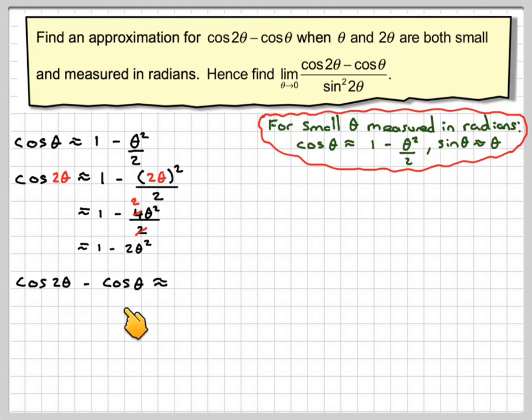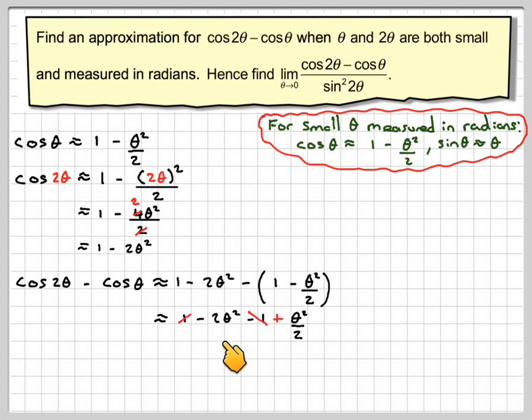Therefore, cos 2 theta minus cos theta will be approximately equal to 1 minus 2 theta squared minus 1 minus theta squared over 2. And we're going to have 1 minus 2 theta squared, minus 1 gives me minus 1, minus minus gives me plus theta squared over 2. Now the 1 and the minus 1 will cancel out, and then minus 2 theta squared plus theta squared over 2 will give me minus 3 theta squared over 2.